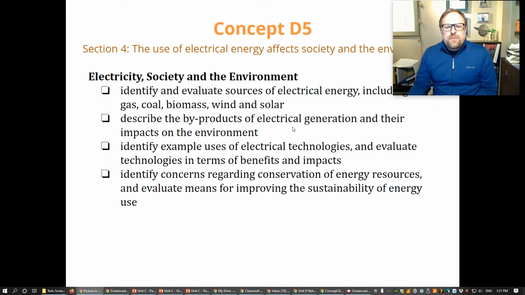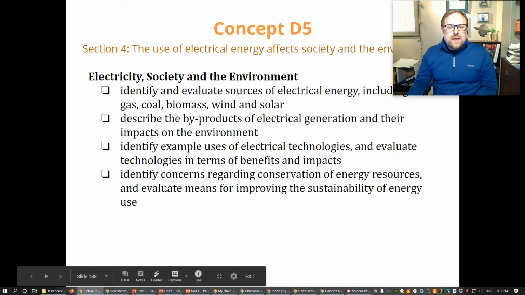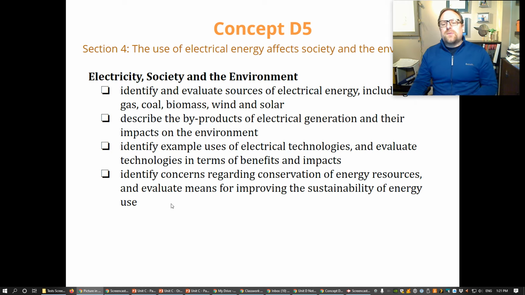Then we're going to describe the byproducts of electrical generation and how they impact the environment. So we'll look particularly at coal and gas and talk about the carbon dioxide that is produced by those processes and how that impacts the environment, and how maybe alternative energy sources will be better for the environment. We're going to identify examples of uses of electrical technologies and evaluate the technologies in terms of benefits and impacts. So that's going to come right at the end of the explanation. And then we'll talk about the conservation of energy resources and evaluating the means for improving sustainability.